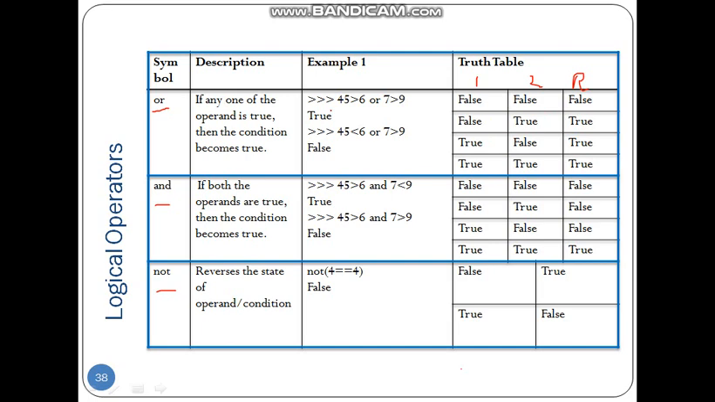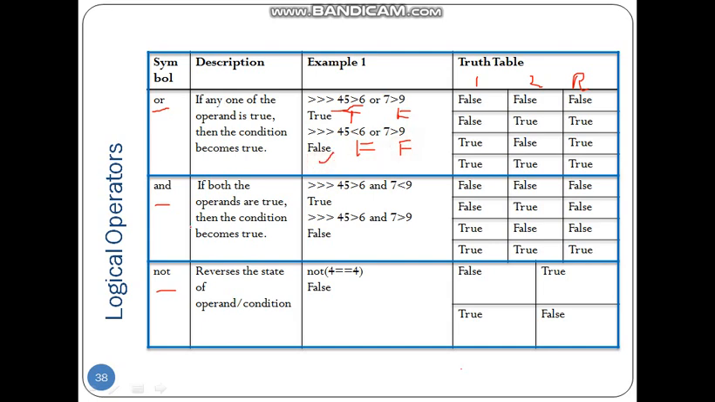Look at this example, 45 greater than 6. 45 is definitely greater than 6, so it is true. Then 7 greater than 9, it is false. Then true or false, definitely the answer is true because one true is already there. Now 45 less than 6, it is false. Then 7 greater than 6, that is also false. If both are false, in that case it gives the result false.